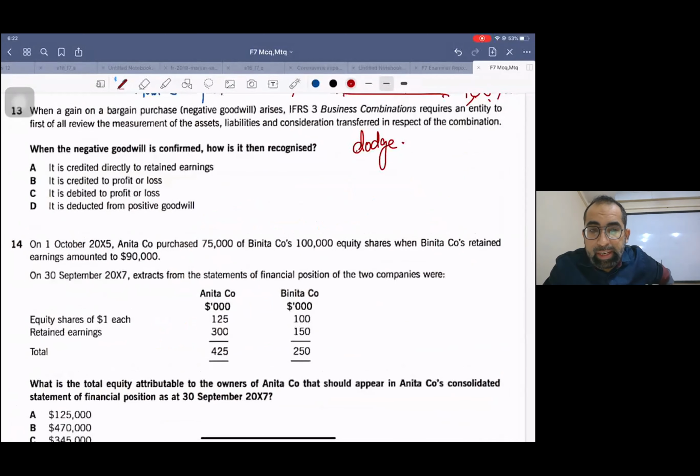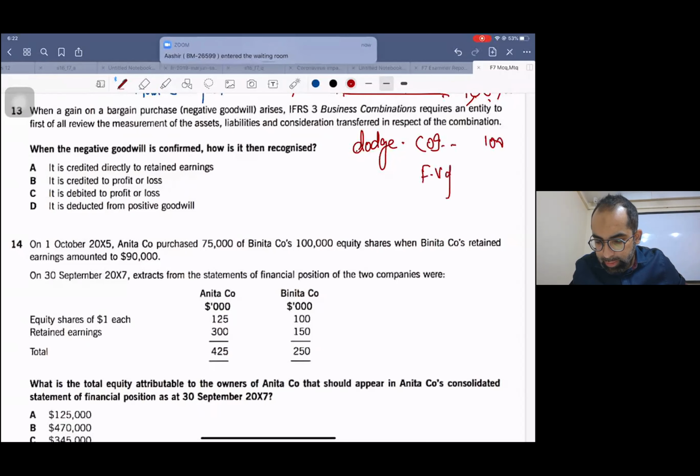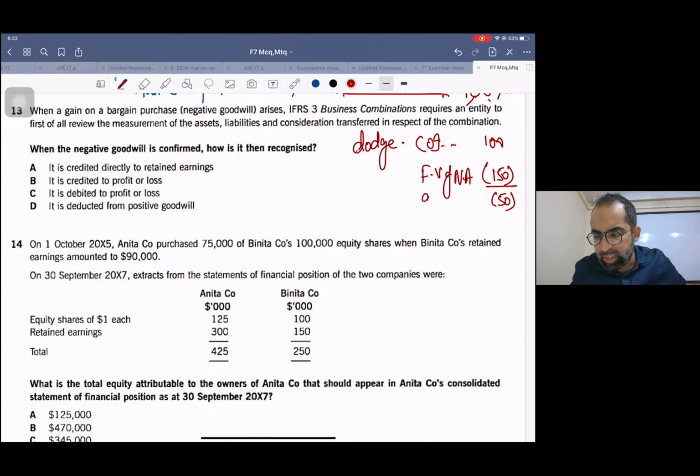Sometimes what happens is, your COI is 100, but the fair value of net assets is 150. So you get a negative, sometimes we call it negative goodwill. Basically, it's gain on bargain purchase. Always remember this thing.